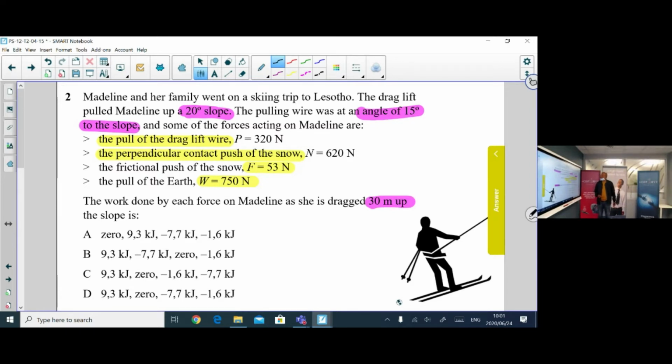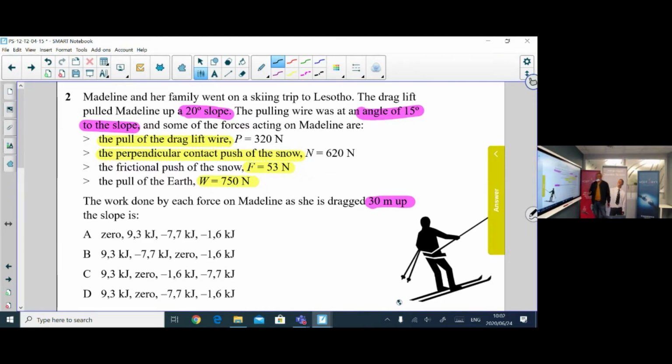Madeline are the pull of the drag lift wire, which is P equals 320 Newton; the perpendicular push, where N, a normal force, equals 620 Newton; the frictional push F equals 53 Newton; and the last one, the pull of the Earth, where the weight equals 750. If you can just look at this, I tried to highlight them so that you can move fast.